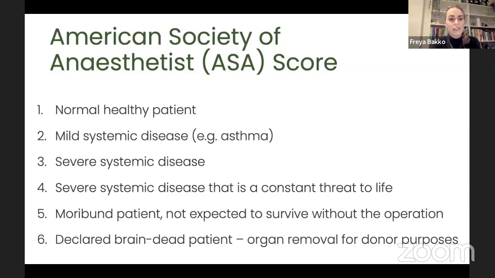Any operative patient that is a Class 4 will often need urgent surgical management rather than elective surgical management. 5 is a patient that is requiring urgent surgery and is not expected to survive without the operation. And 6 is a patient who is already dead and is requiring surgery for the removal of organs for transplants.